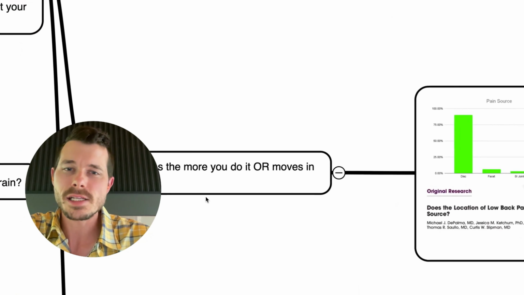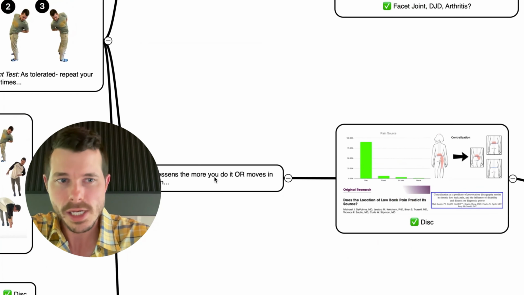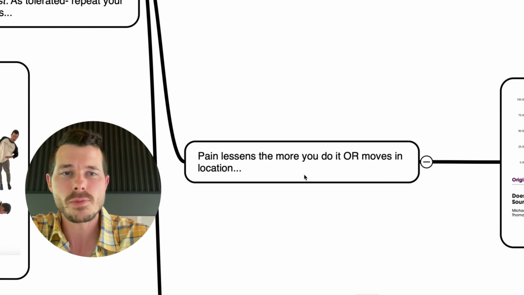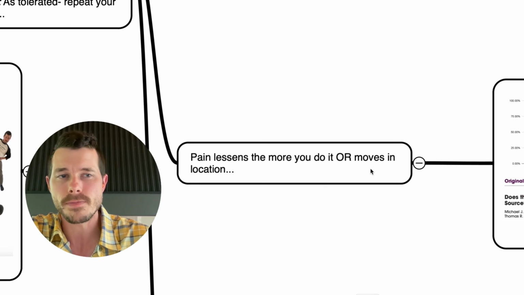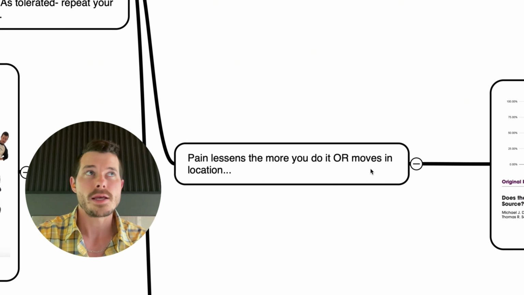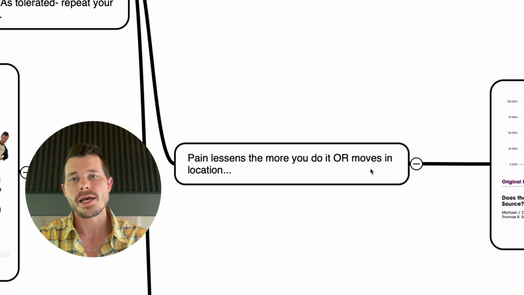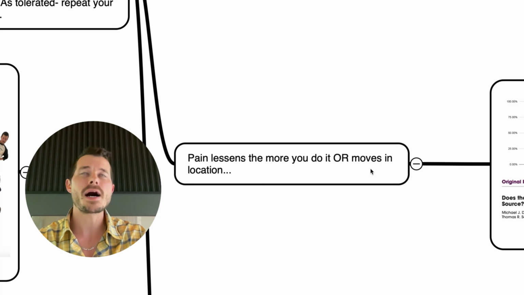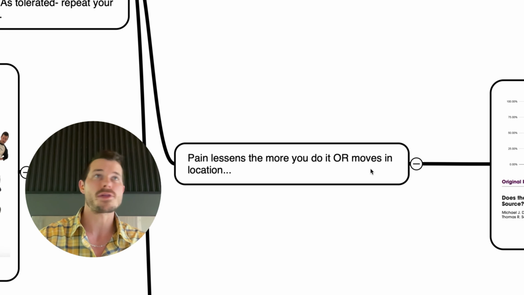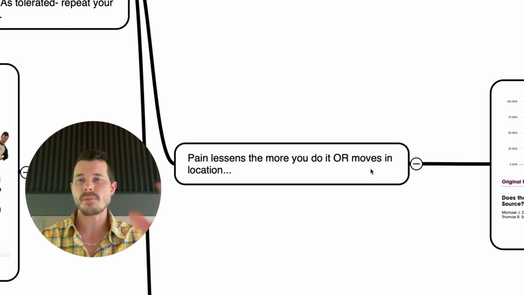But pain may lessen the more you do it, or it may move in location, or you might not be sure. Let's go through those types of scenarios. So if pain lessens the more you do it or moves in location, meaning as you back bend, you felt the pain. Then you did it, you're like, huh, the more I do it, it's a little bit better. And or I felt pain in my thigh, the back of my right thigh, let's just say, or my left thigh. But the more I do it, now it's in my butt. Or the more I do it, now it's not in my butt, but it's in my back. Or now maybe completely gone.